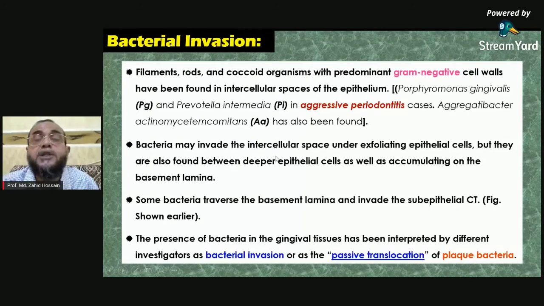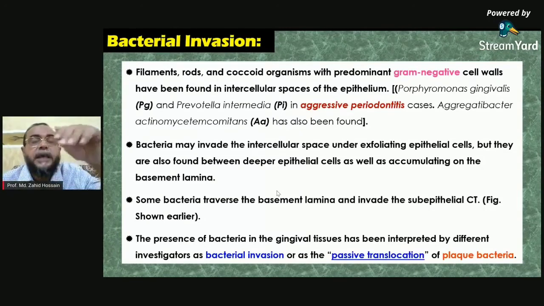Bacteria may invade the intercellular space under exfoliating epithelial cells. The bacteria can invade because when they start to make plaque, the plaque bacteria produce an inflammatory reaction, and then there is a tearing up of the epithelial intercellular space due to epithelial destruction. So bacteria can invade the tissue and enter deeper and deeper layers. For the periodontal pocket, you will find bacteria in the basal lamina. The epithelium has layers: stratum corneum, stratum spinosum, basal, and an intermediate layer.